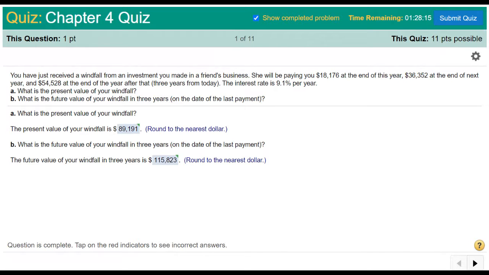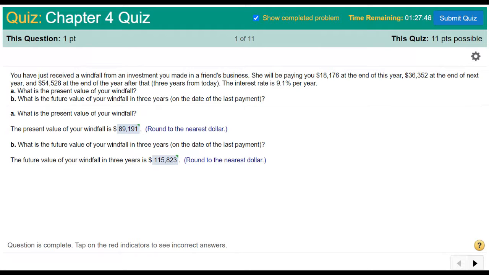Third, N equals 3, IY equals 9.1, payment is 0, future value is 54,528, and then compute for present value. Add all of the present values up together, and you put it here to the nearest dollar.